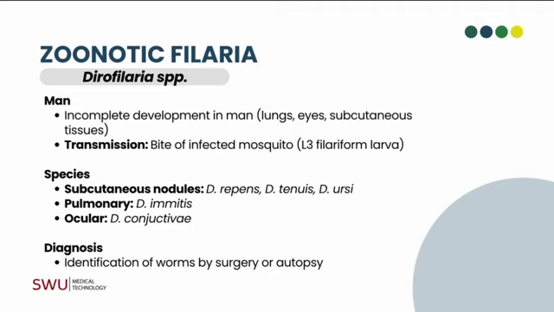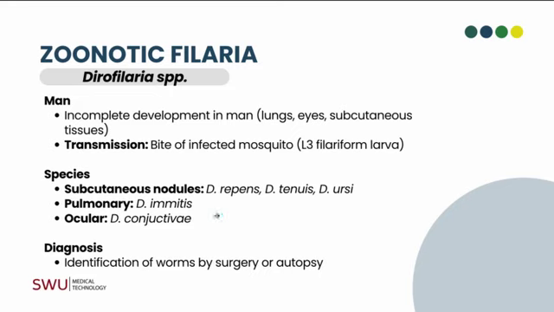Now, when this L3 filariform larvae develops into immature adult worms, it can cause clinical manifestations, particularly the formation of subcutaneous nodules, which is caused by several species, like for example, D. repens from dogs, D. tenuis from raccoons, and D. ursi from bears. For pulmonary manifestation, this is attributed to D. immitis, which is also considered as the dog heartworm, but in man, it can cause pulmonary complications. For ocular manifestations, particularly in the sclera and conjunctiva, it is caused by D. conjunctivae.